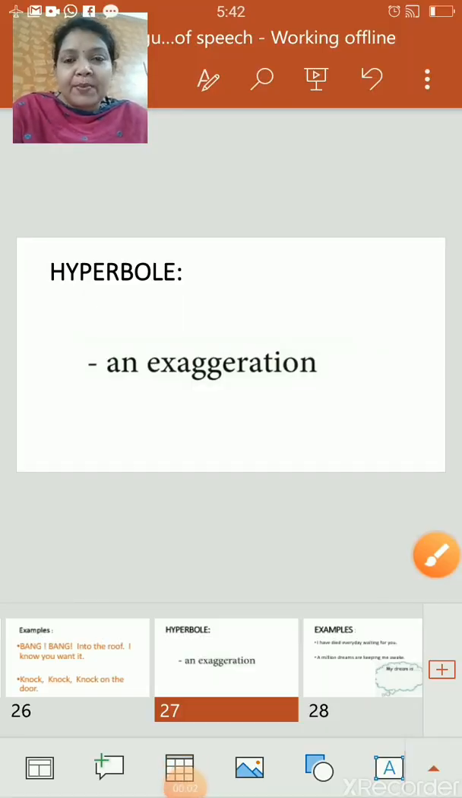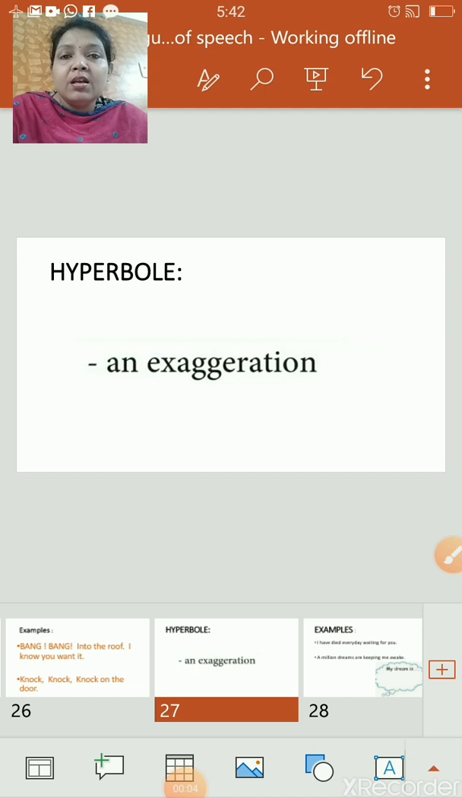Now our next topic is hyperbole. Now, this is nothing but an exaggeration that we do. Now, what do you mean by this exaggeration? It is nothing but saying something which is actually not going to happen in reality. Okay, that means we are oversaying something, which sometimes makes us laugh as well.